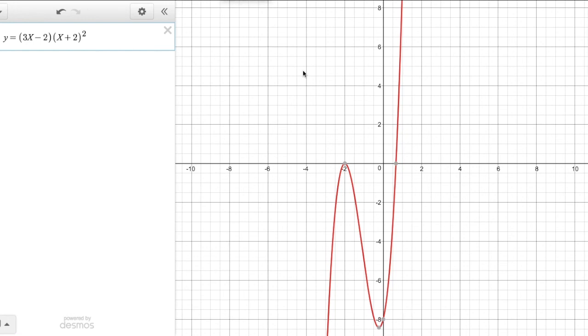Here we can clearly see that our graph does in fact have a multiplicity of 2, which we did notice from our x plus 2 squared term. We can also see more clearly the y-intercept and both of the x's.